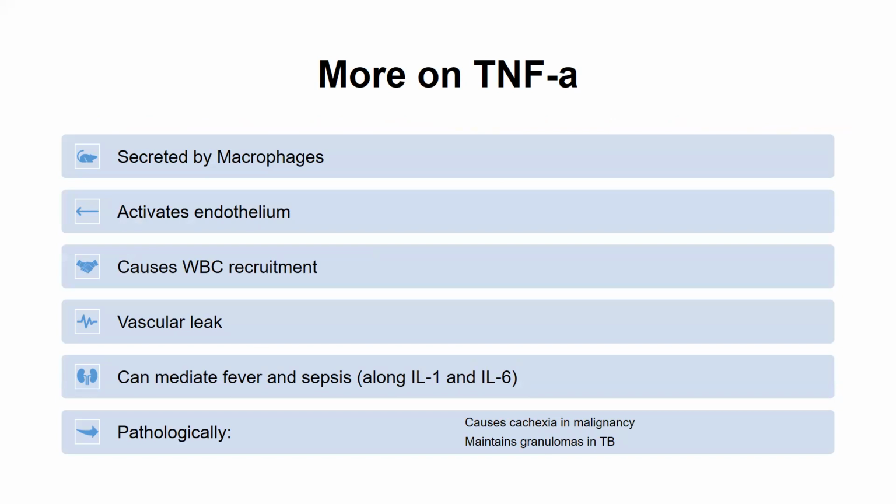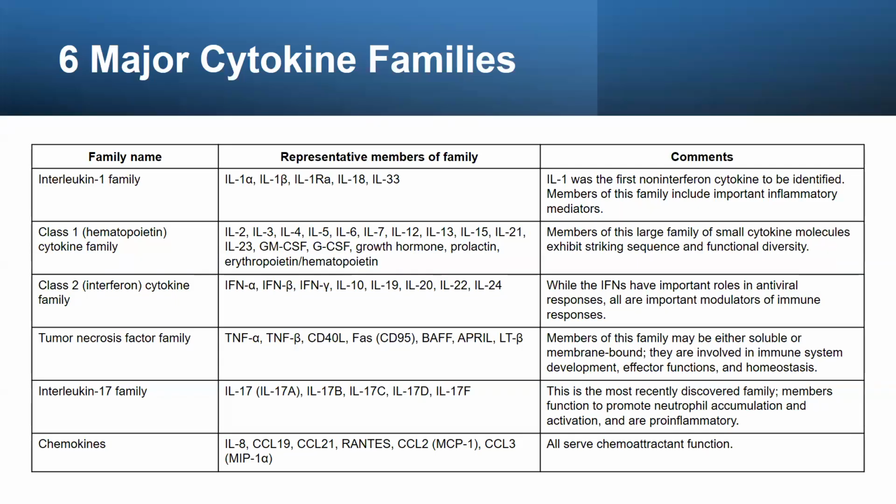More on TNF alpha. It's secreted by our macrophages. It activates endothelium, meaning that it's going to allow endothelium to let cells move out of the endothelial space into tissues. It can help with recruitment of more white blood cells. Vascular leak, I already mentioned that, can help increase fever and sepsis. It works along with IL-1 and IL-6 for that kind of fever response. Pathologically, it can cause cachexia and malignancy, and it helps to maintain a granuloma in TB. So when it goes wrong, it can help essentially something that's walled off stay walled off. Okay, that's our TNF family.